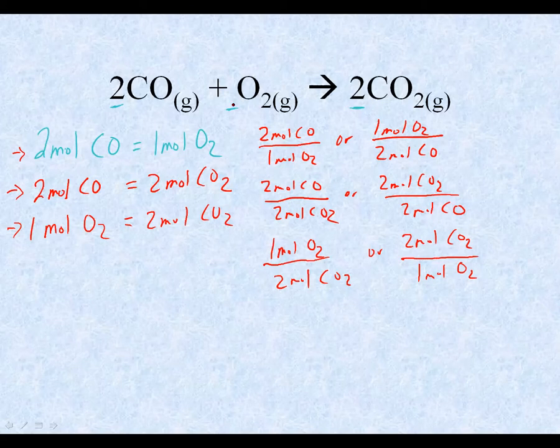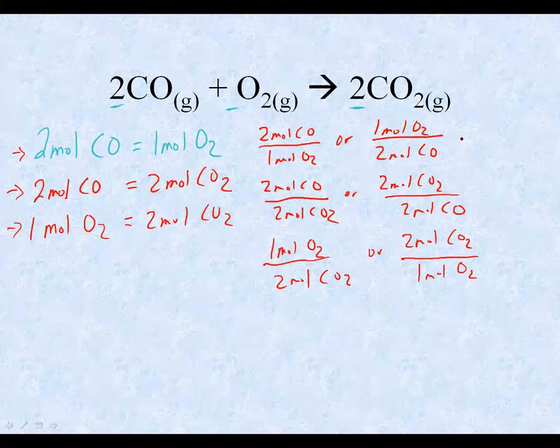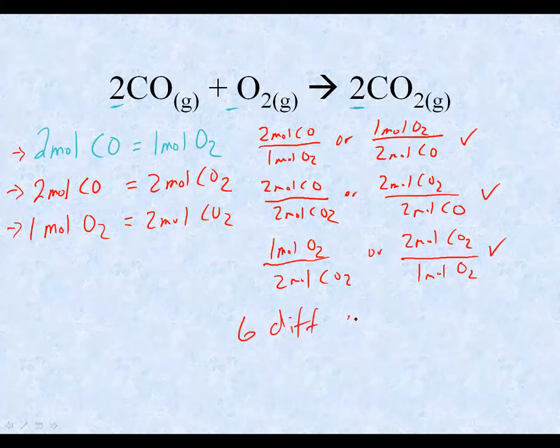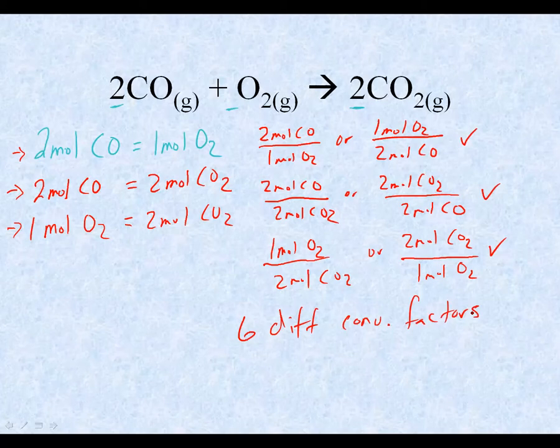What we have here from this one equation is essentially 6 different conversion factors that you could get from this one equation. And usually in a problem, you would not obviously use all 6 of them together. It would just be like a normal conversion factor. You would want to pick the one that would help you figure out what you're trying to solve for.